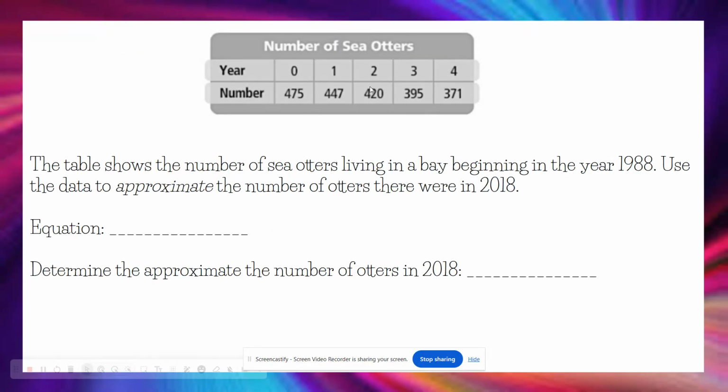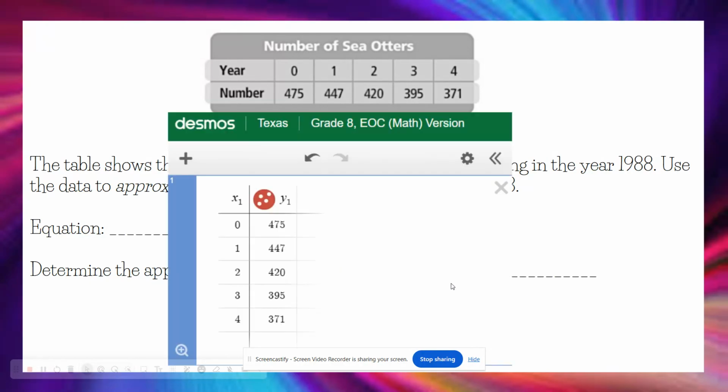Next question is about sea otters. So we have our values of the table showing the number of sea otters living in the bay beginning in the year 1988. We're going to use that data to approximate the number of otters that were in 2018. So it's asking us to find the equation and determine the number of otters in 2018. So step 1, we're going to go ahead and put our data into a table in Desmos. Once we've done that, we're ready to run our regression.